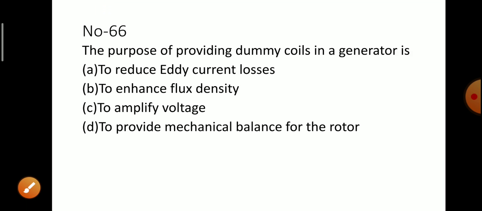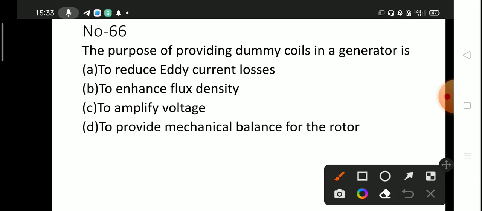Number 66. The purpose of providing a dummy coil in a generator is: A, to reduce eddy current losses; B, to enhance flux density; C, to amplify voltage; D, to provide mechanical balance for the rotor. And the answer is D, provide mechanical balance for the rotor.